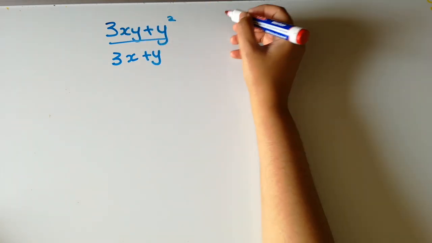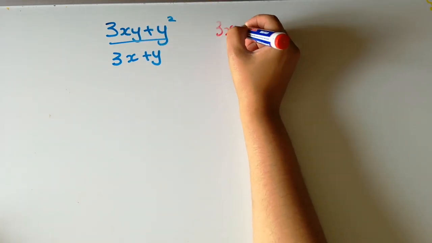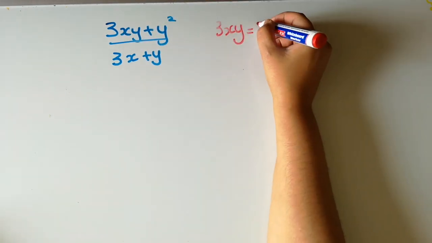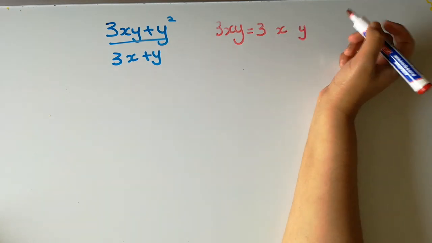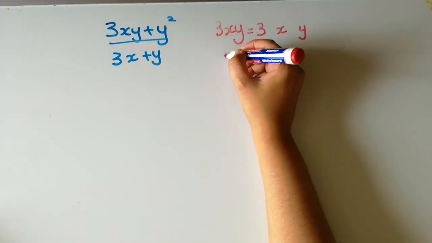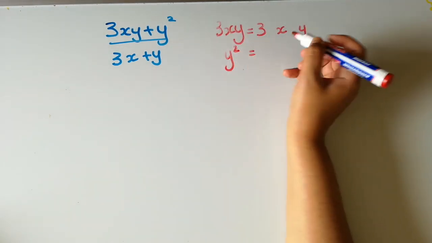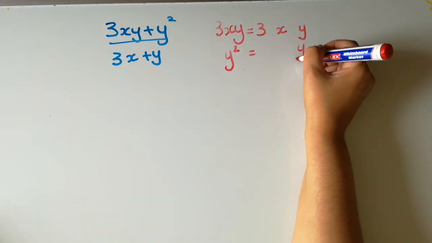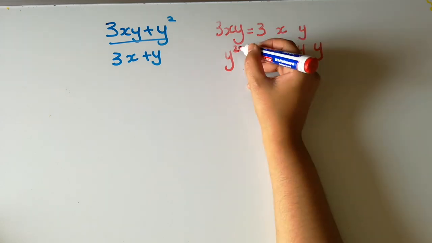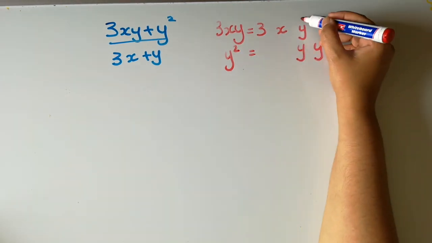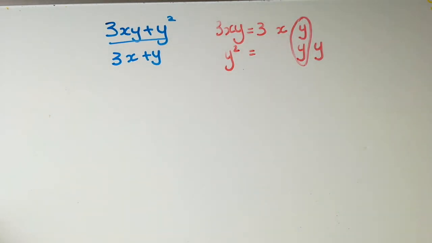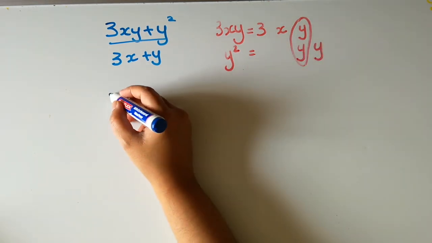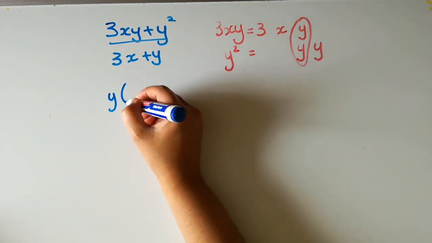The first term is 3xy, which is equal to a 3 and an x and a y. The second term is y squared, which consists of 1y and another y, 2 y's. And we can see from here that we have a y in common. So what we're going to do is take out that y. So we have y into.